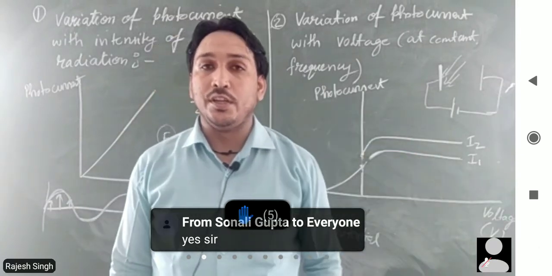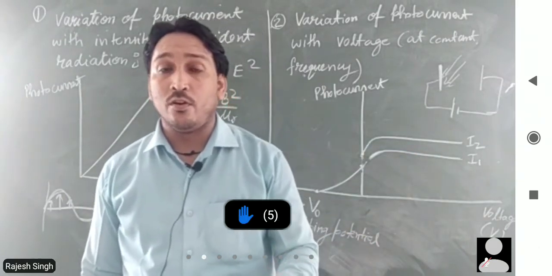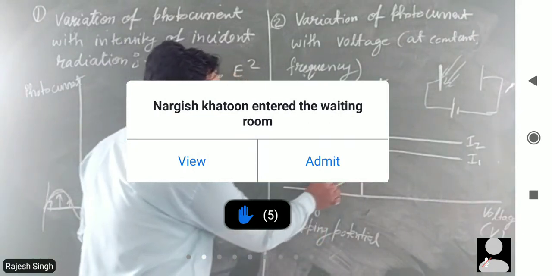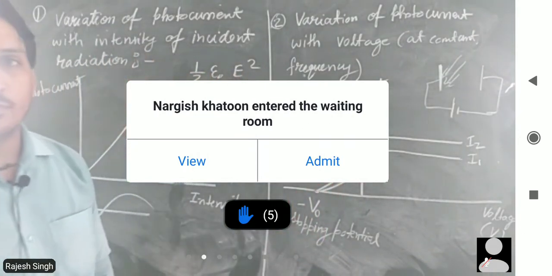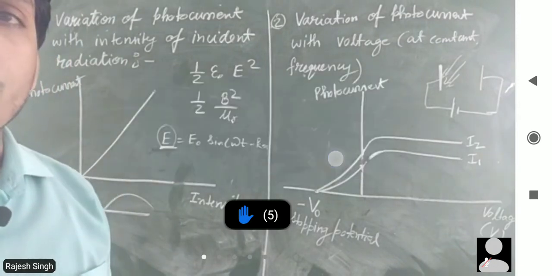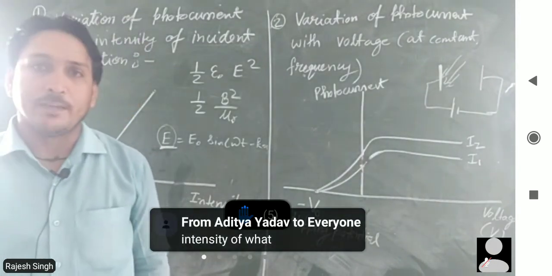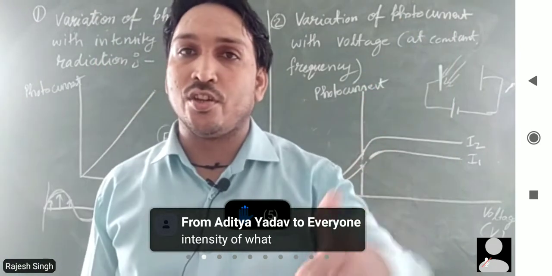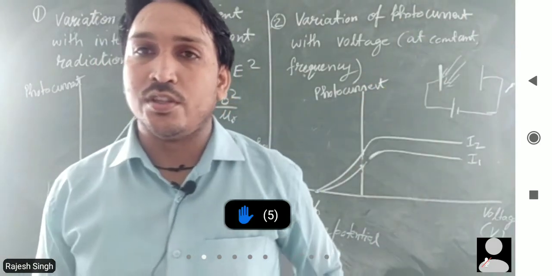If we increase the intensity, then electrons will have higher energy, and we expected that the stopping potential should increase. But to our surprise, the stopping potential remains the same. The stopping potential remains the same, even though the intensity of the incident radiation, the radiation falling on the zinc rod, has increased.